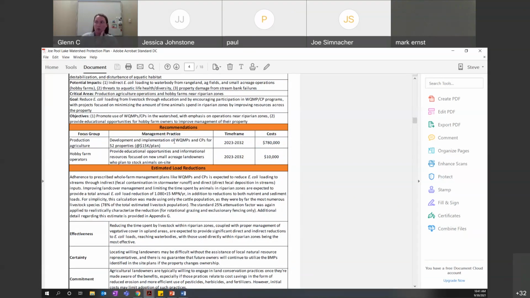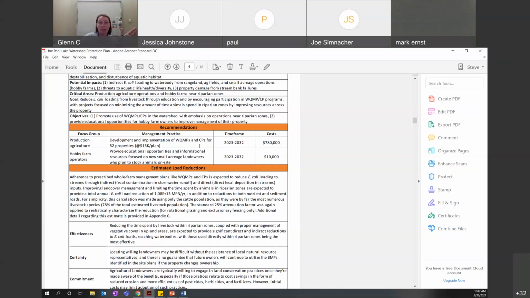Now I still need to talk with a few people, but it seemed that trying to implement 52 water quality management plans and conservation plans is reasonable. It will take some time, and this is why we would apply for funding to hire a technician to aid in that outreach and planning and building of the plan. But this is the number, 52 properties, and the cost came from the average head of cattle in Joe Pool Lake, the average farm in Joe Pool Lake, and what else? I'm missing something.